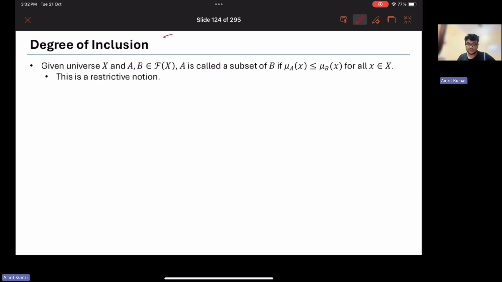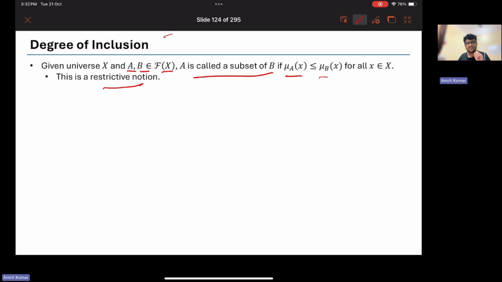Now let us see how we can compute the degree of inclusion between two fuzzy sets A and B defined over some universe X. Now let us look at the definition that we are already familiar with. It has already been defined in the class that if we have two fuzzy sets A and B over universe X, we call A to be a subset of B if the membership function of A is always less than or equal to the membership function of B. But as I discussed in the very first discussion session, this is a very restrictive definition. This is a very restrictive notion.